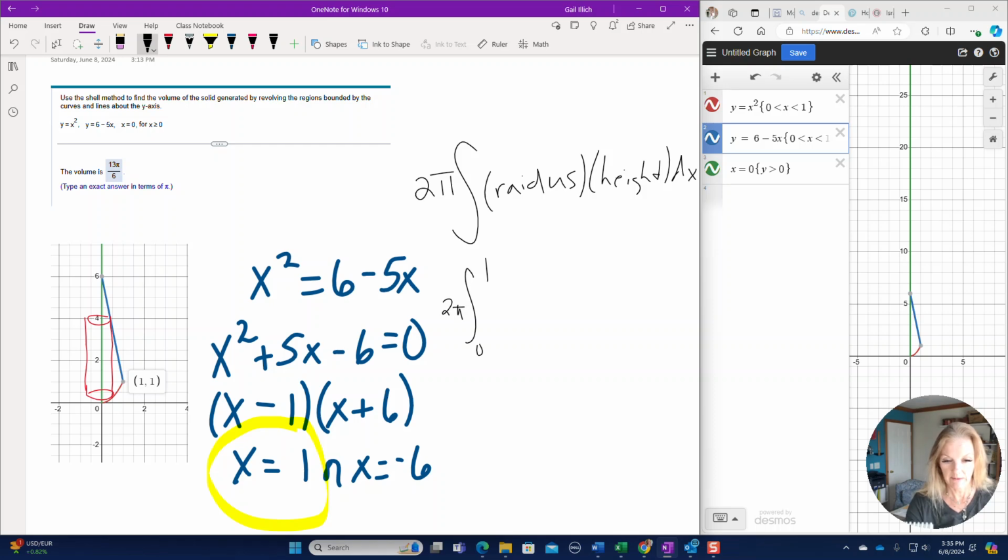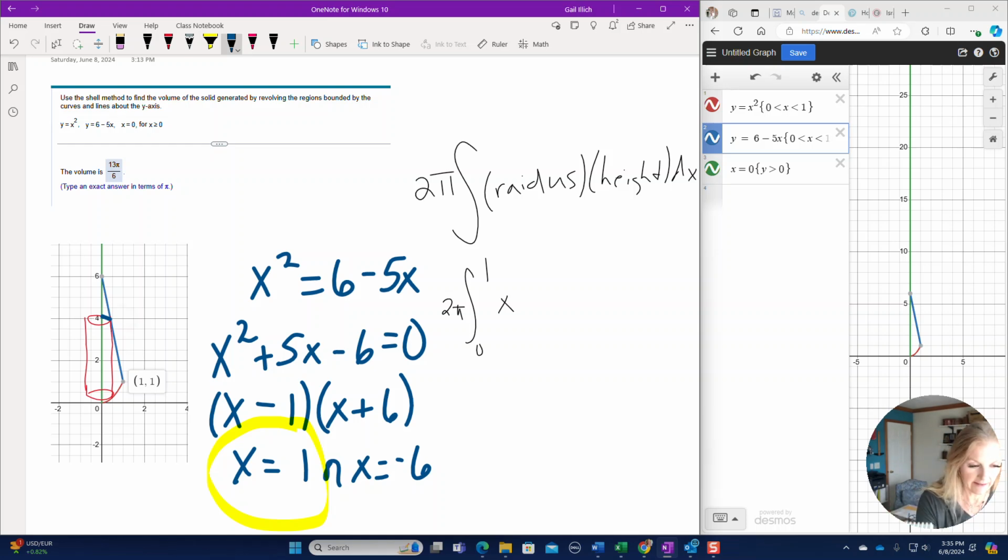We have our 2 pi in front. Our shell radius, whenever you revolve around the y-axis, is just x. That's this distance right here, right? That radius from the y-axis to the curve is just x. This is how far you've gone in the x.